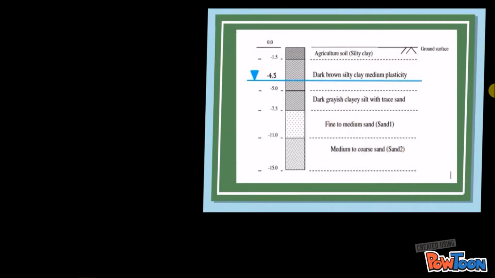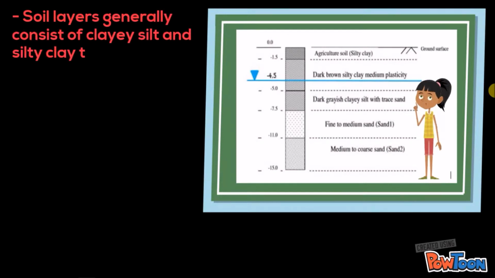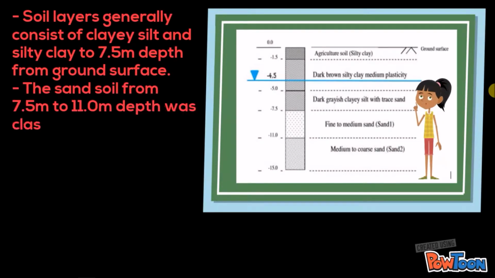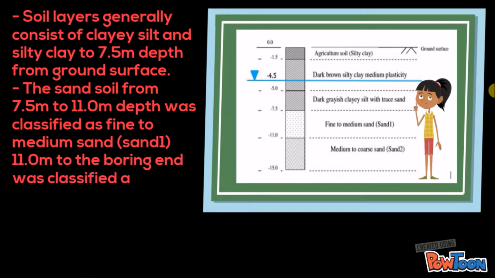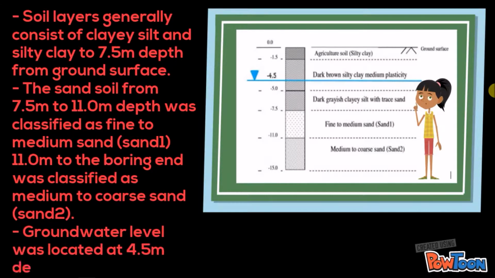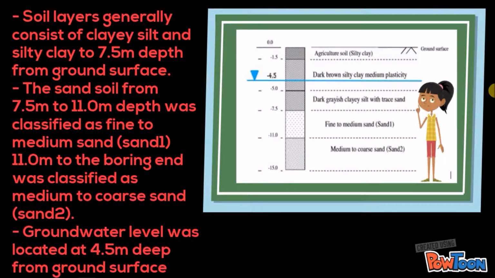The layers of the soil at the septic tank area are as shown in the picture. The height of 7.5 meters from the ground surface consists of clayey silt and silty clay. From 7.5 meters depth to 11 meters depth, the layer is classified as fine to medium sand, labeled as sand 1, followed by medium to coarse sand, labeled as sand 2, from the height of 11 meters to the bedrock at 15 meters. The groundwater table is located 4.5 meters from the ground surface.